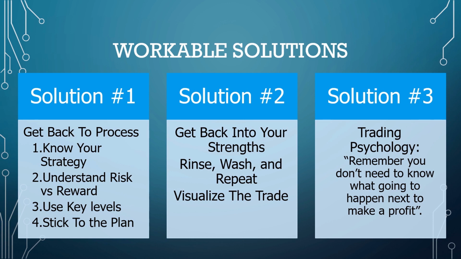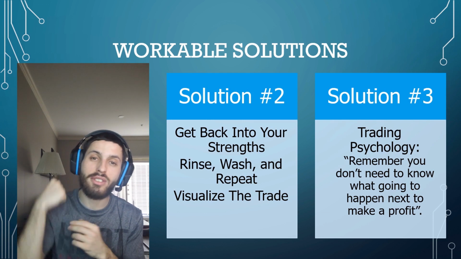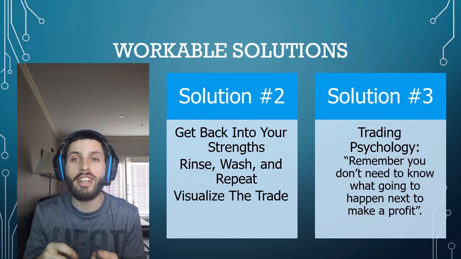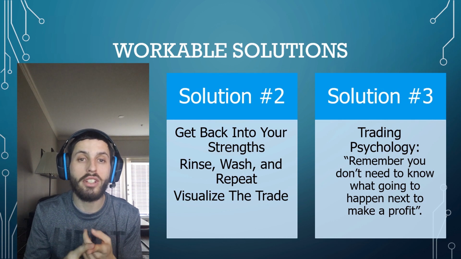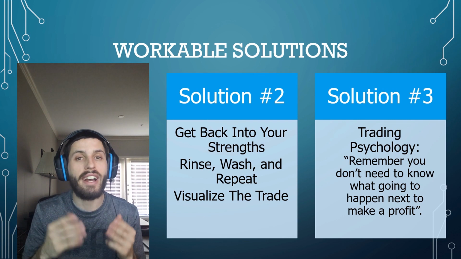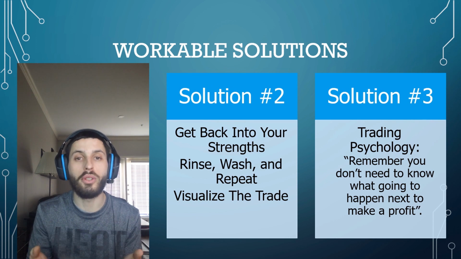Another thing is, stick to the plan. Number 4 is so vital to you. If you stick to your plan, at least you're going to have the right risk and reward and the right risk management. So solution 2, guys, we need to get back to our strengths. If you have some guns, stick to it. If you have some good strength, find what works for you. Rinse, wash, repeat. Find something that you can do day in and day out and that will work for you.